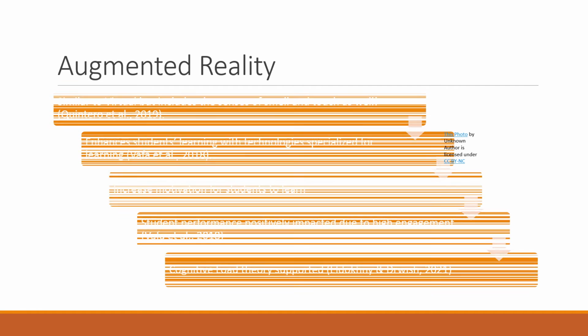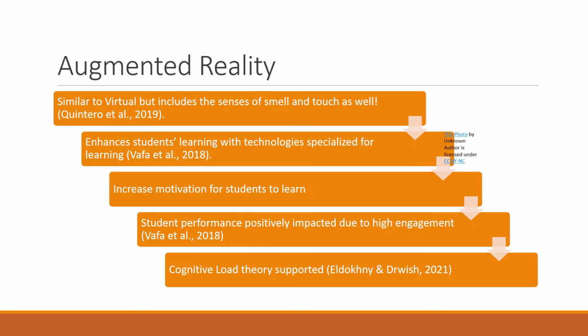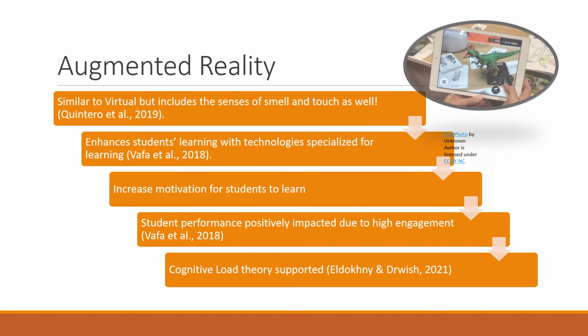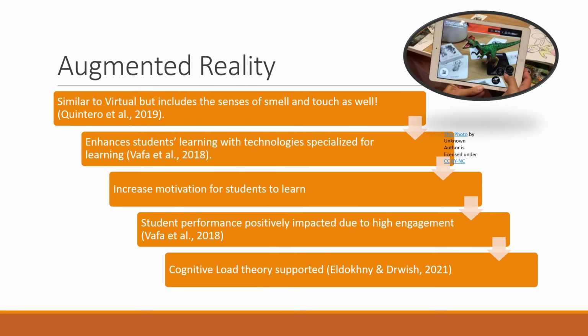Now let's take a look at augmented reality as it applies to online education and a possible intervention to close performance gaps. Much like virtual reality, augmented reality combines and superimposes natural objects with information in the virtual world. Still, unlike virtual reality, augmented reality is not limited to the senses of sight and hearing, but also includes smell and touch.